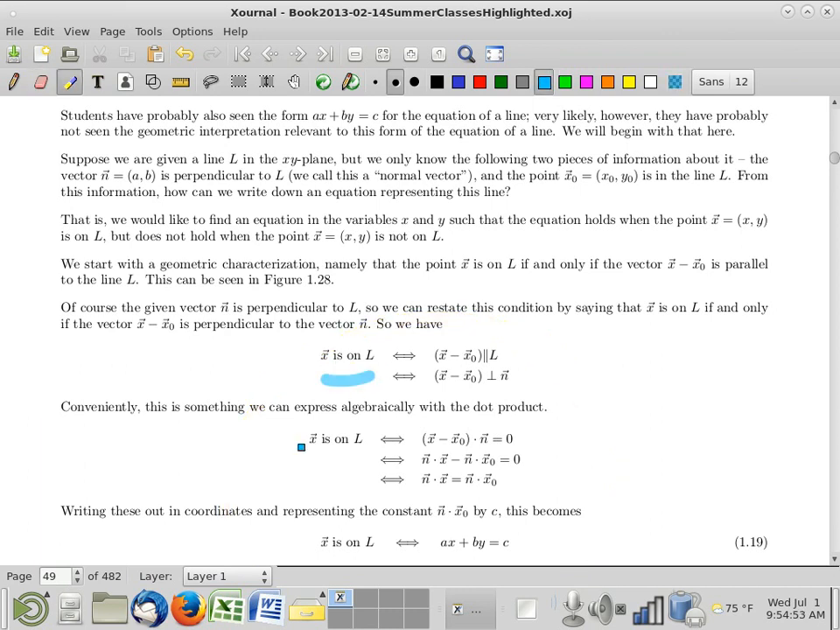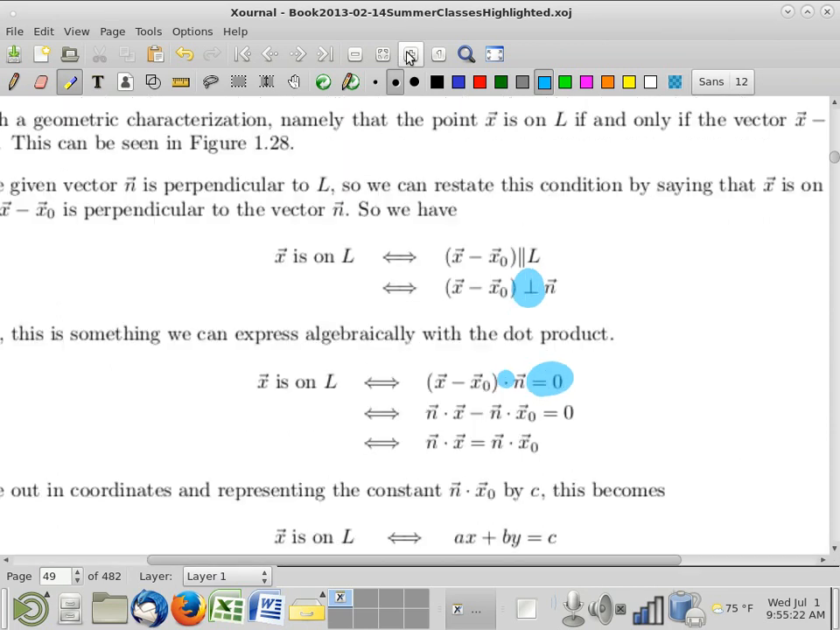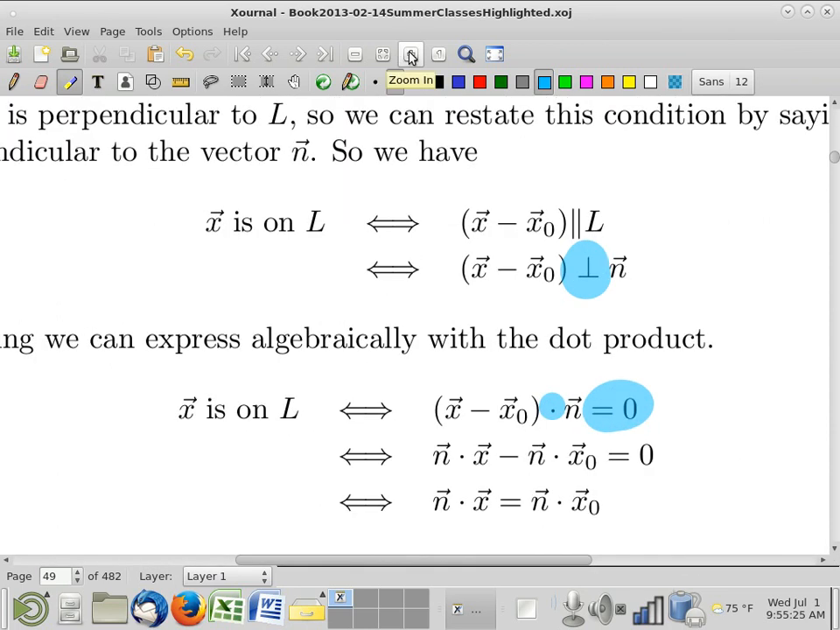X is on the line if and only if the difference is parallel to the line, and therefore perpendicular to the normal vector. So what's nice about this is that this form, perpendicular to the normal vector, is something I can convert into algebra. Specifically, perpendicular means dot product equals 0. Does everybody remember that? This is one of our big results about dot products. Two vectors are perpendicular if and only if the dot product is equal to 0. We call this orthogonality.